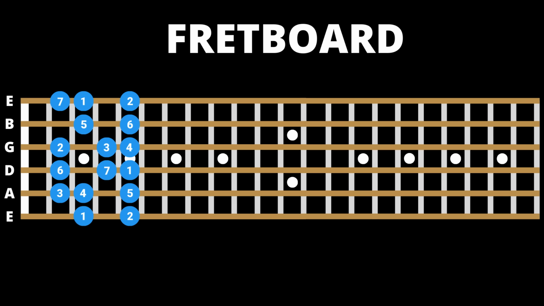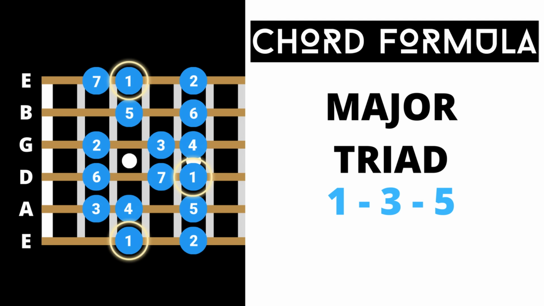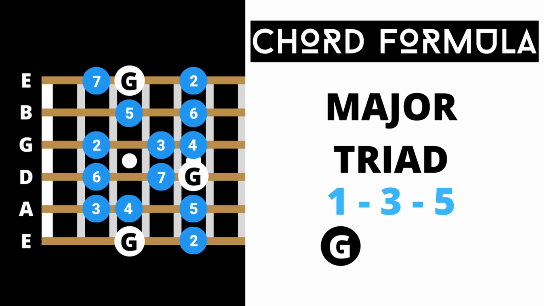When we talk about chord formula, what we are referring to is a list of intervals that make up a chord, relative to the root note. For example, a simple major triad is built from the 1st, 3rd, and 5th degrees of the major scale, giving us the notes G, B, and D.